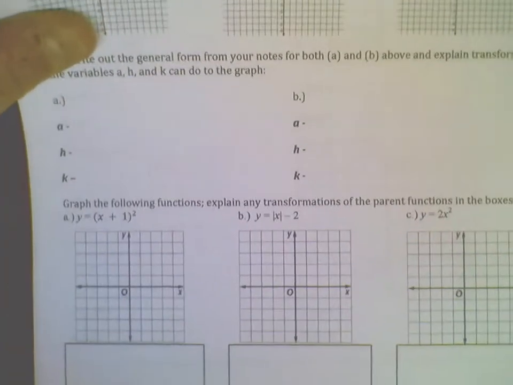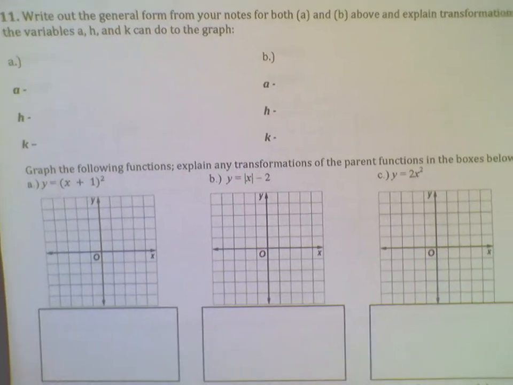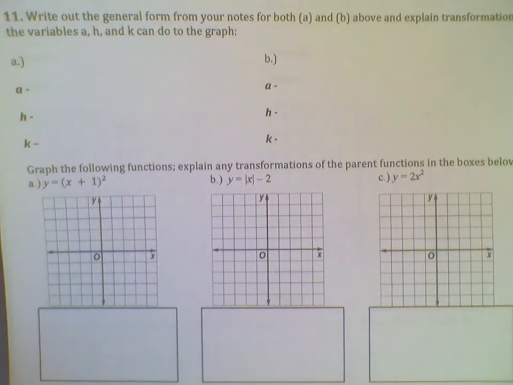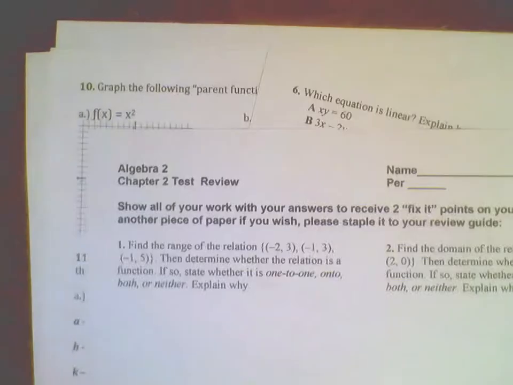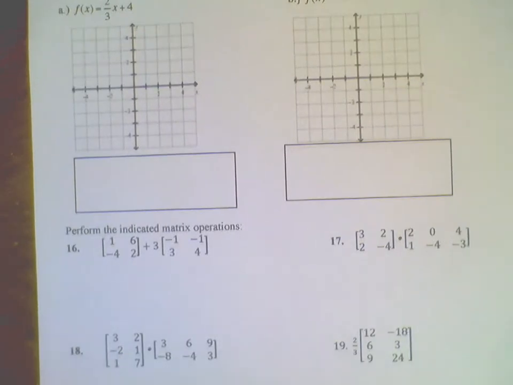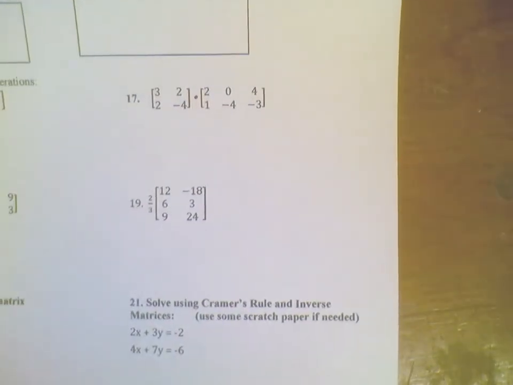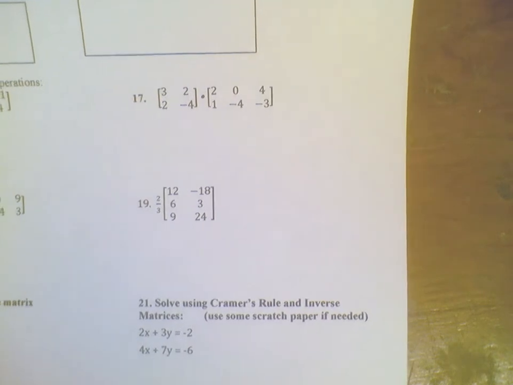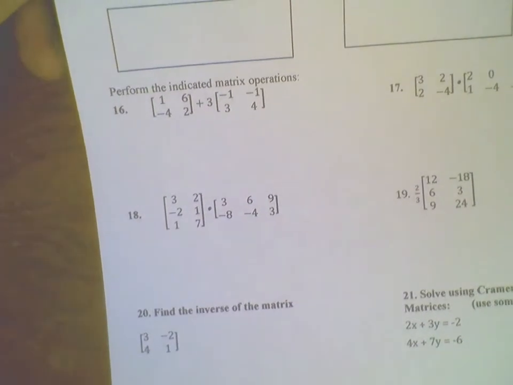You're going to see problems just like those ones right there. So it would be A, B, and C for 11. You'll have to graph the function, and then state what transformations are going on. Then there will be matrix stuff on there as well, and those problems are going to look very similar to the ones on the last page. For number 21, you're going to be solving a system, and I'll let you use either Cramer's rule or inverse matrices. But you will need to find the inverse of a matrix. It's going to look very similar.